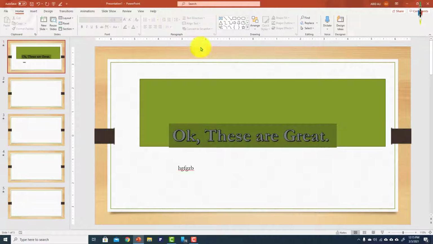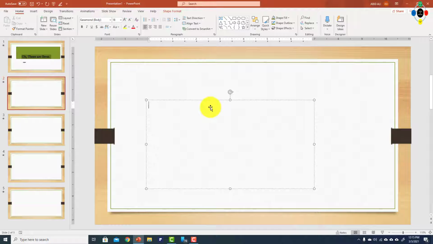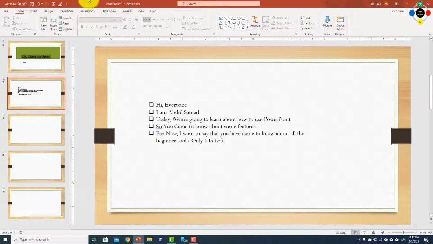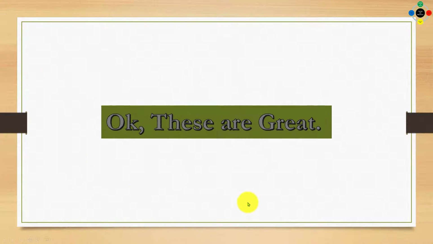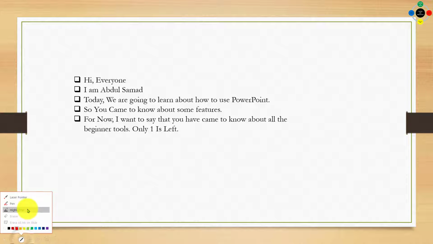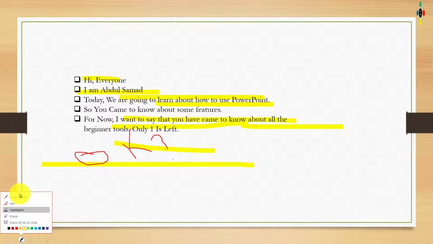Okay guys, so now we are going to learn how to make some boxes, these boxes. Let's write. Like I am writing right now. You can also write, highlight and get a laser pointer. You can also change the color. Just go to the color section and color is changed.